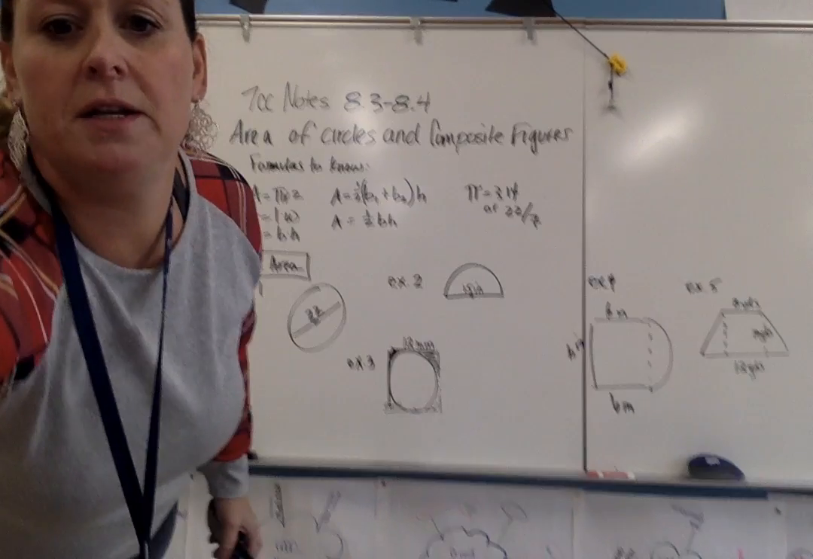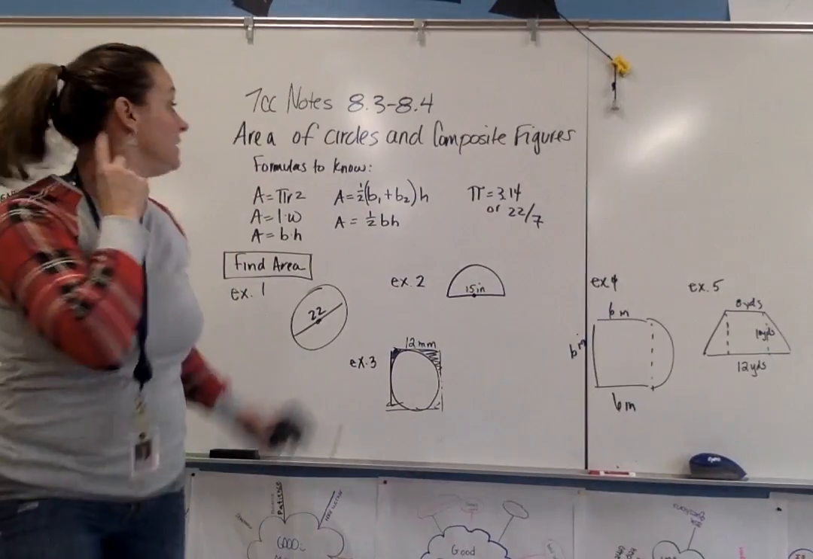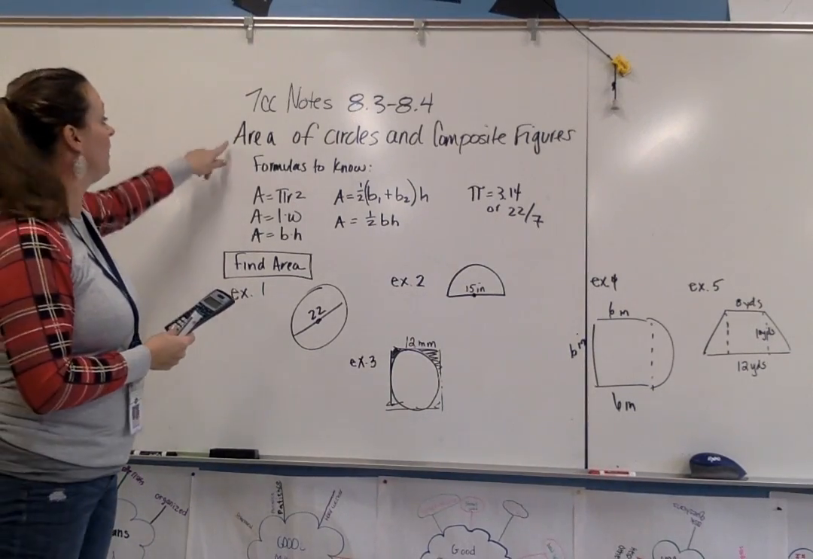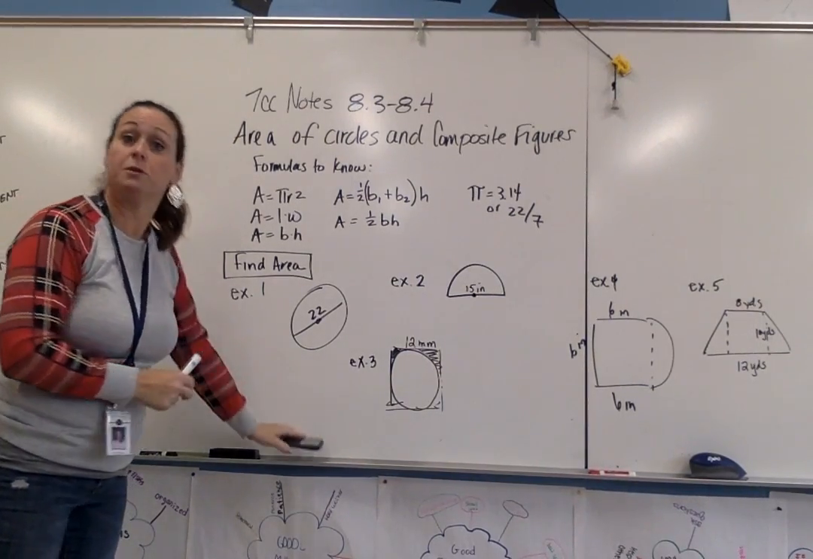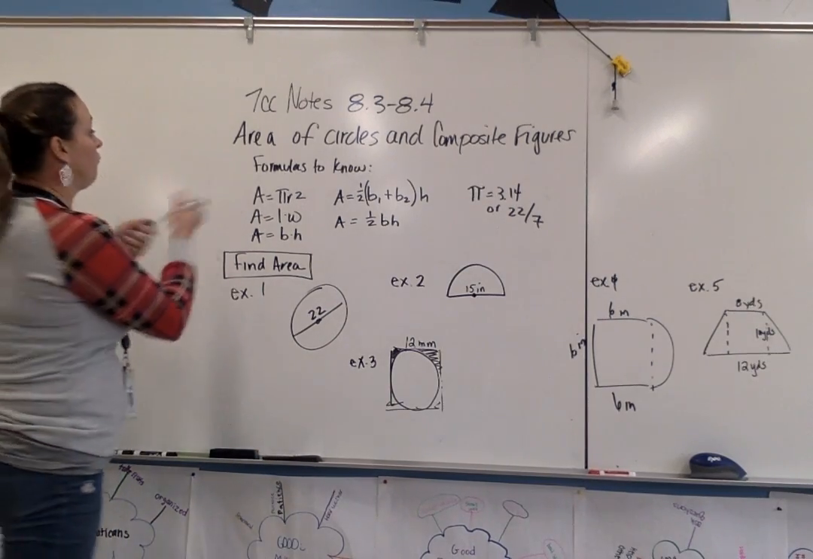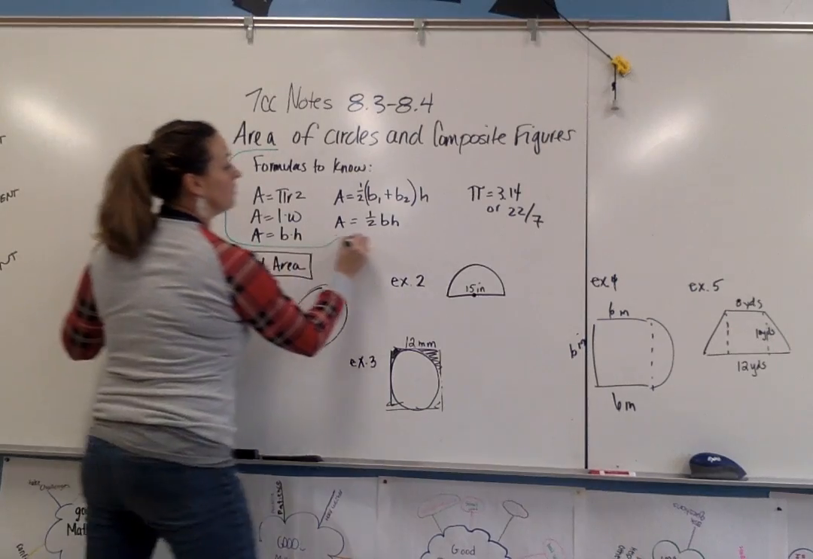Hey everybody, we're going to go ahead and take video notes from 7th grade Common Core, lessons 8.3 and 8.4. We're finding the area of circles and composite figures. Please remember that composite figures are made up of more than one figure. Here are the formulas that you need to be familiar with.